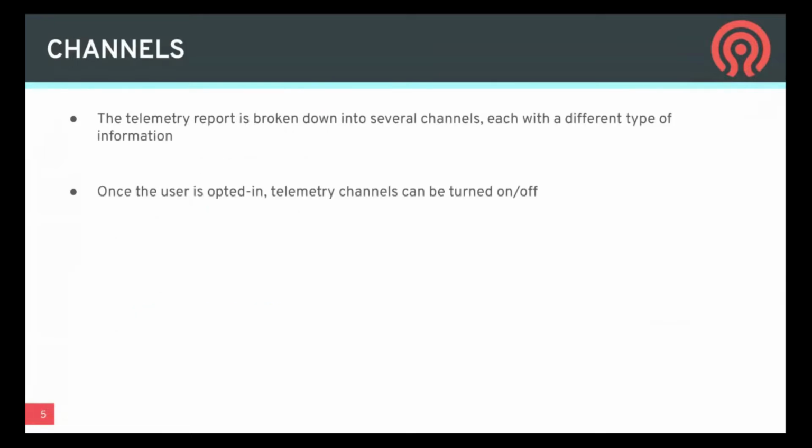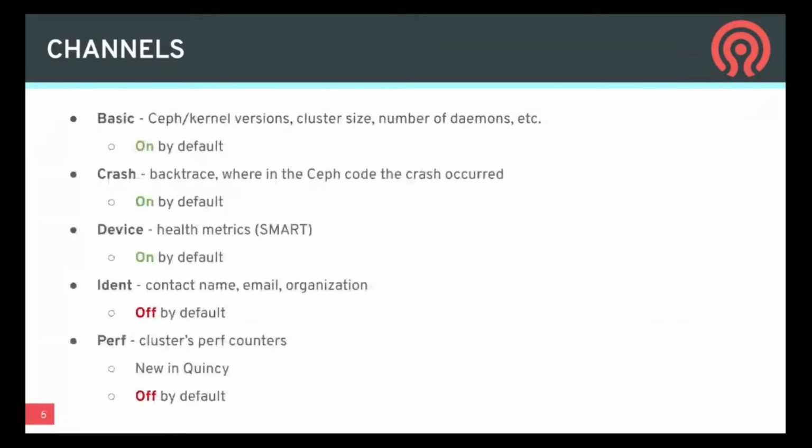So the telemetry report is broken down into several channels, each with a different type of information. And once the user is opted in, telemetry channels can be turned on or off. We currently have 5 channels. First one is a basic channel that has information about the Ceph and kernel versions, the cluster size, how many daemons are in the cluster, and so on. This channel is on by default, again, in case the user is opted into telemetry.